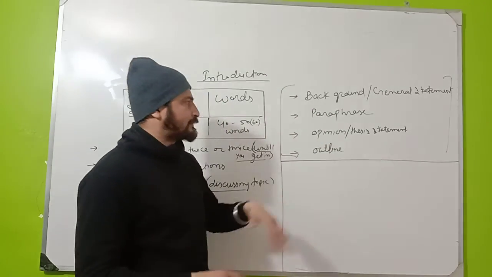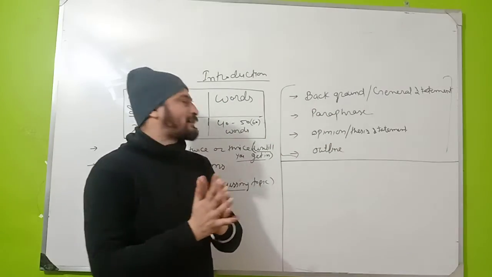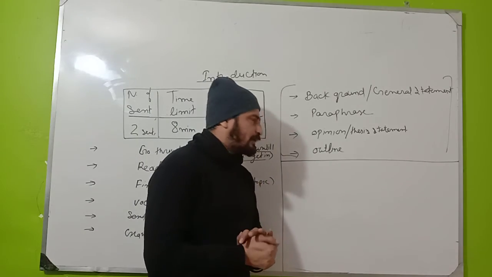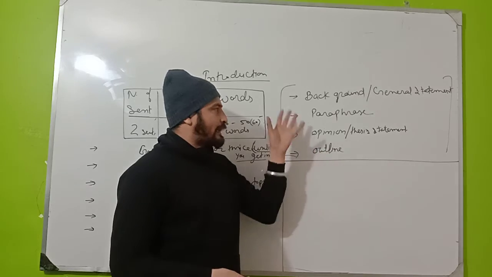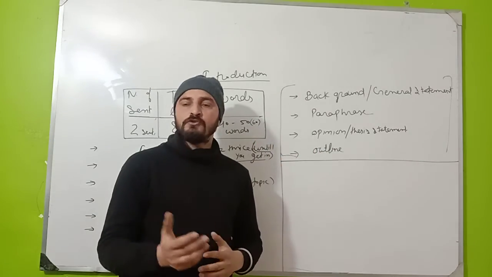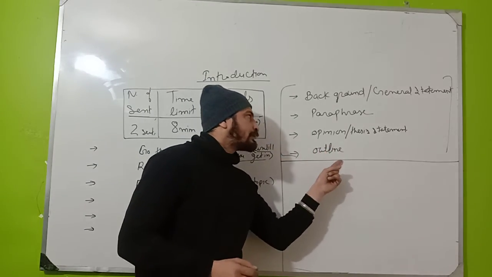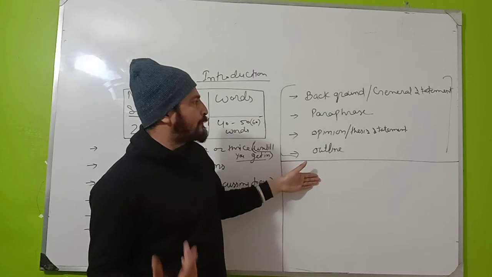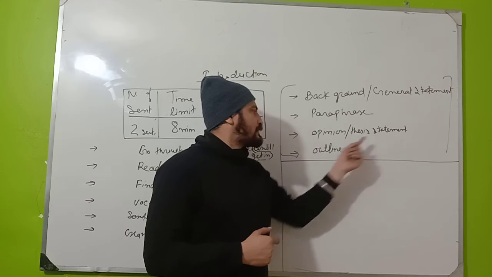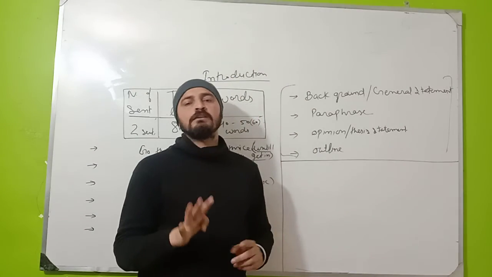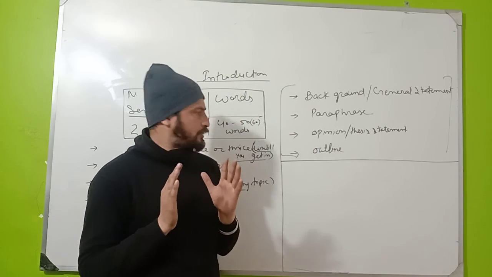I will tell you how you can write the paraphrase, and even opinions, and there will be your opinion in the writing introduction. You need to write down your opinions, your outline. So all these four things are very important: background, paraphrase, opinion, which is called the thesis statement, and outline. Four things are really important for you.